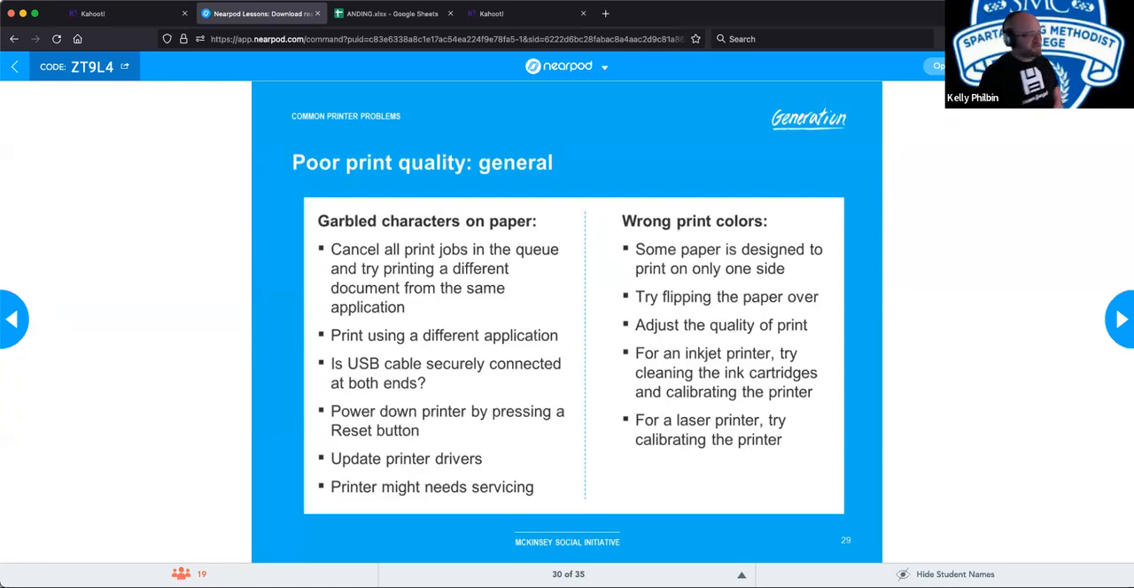Wrong print colors. Some paper is designed to print only on one side. If you've ever printed photo paper from the inkjets, they have one side that's kind of glossy, one side that's kind of matte. So it's only supposed to be printed on one side. Make sure the paper is loaded properly into the printer.